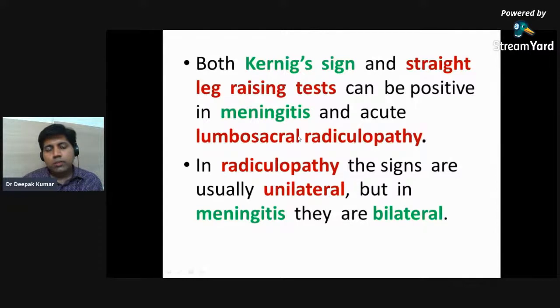If that happens, the interpretation of Kernig's sign and the straight leg raising test may interfere with each other. The next thing is not an ironclad rule, but mostly this is what happens. In radiculopathy, the signs are usually unilateral, but in meningitis they are bilateral. So when you flex one leg, the straight leg raising test is positive, and Kernig's sign is also positive. On the other side, you go. If it is negative, then it is mostly radiculopathy. If it is positive, then maybe you are dealing with a case of meningitis.